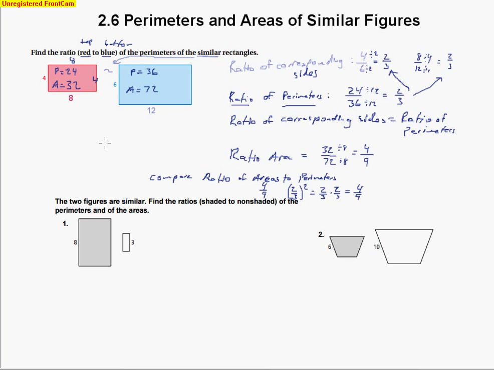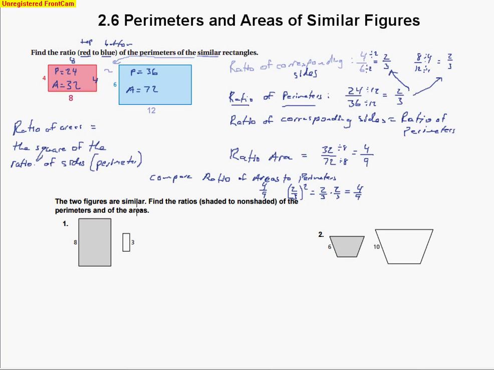So what we end up seeing is that the ratio of areas equals the square of the ratio of sides, or perimeters, because the ratio of the perimeters is the ratio of the sides. And so we're going to see that. And so that's a key component to what's asked of you in these problems.